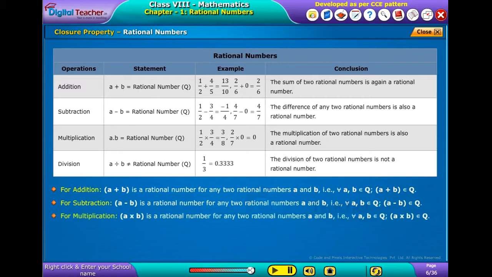For multiplication, a into b is a rational number for any two rational numbers a and b, that is, for all a, b belongs to Q. Thus, a into b belongs to Q.